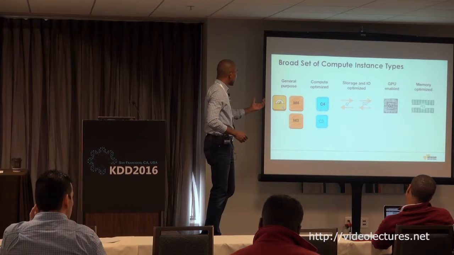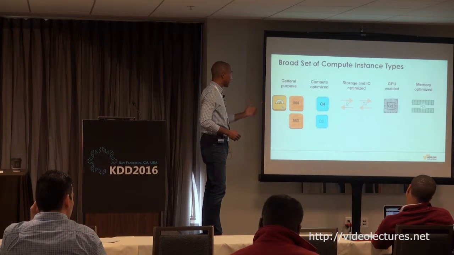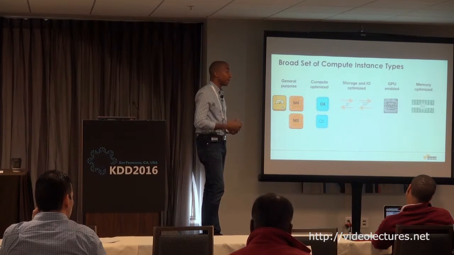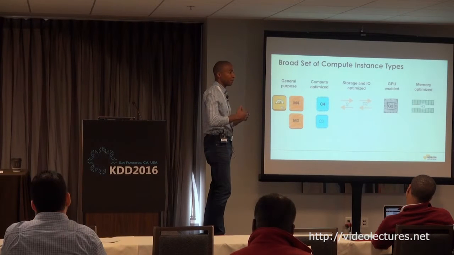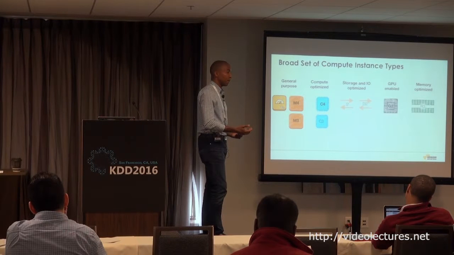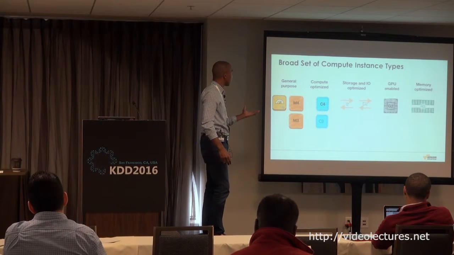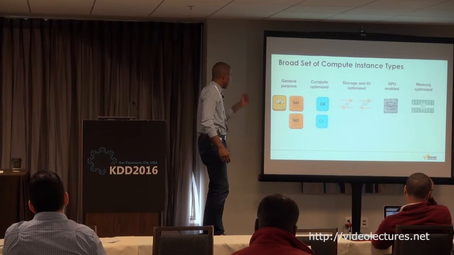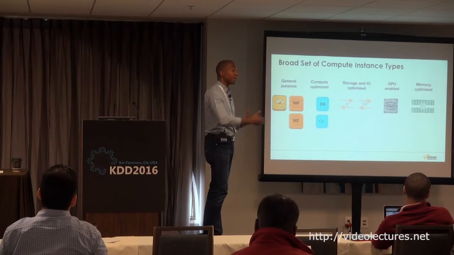So you can actually use the C instance class, whether it's a C4 or C3, and the C class is actually compute optimized, which means compute resources are much cheaper than it would be on a standard or general purpose instance type. You can mix and match, right?